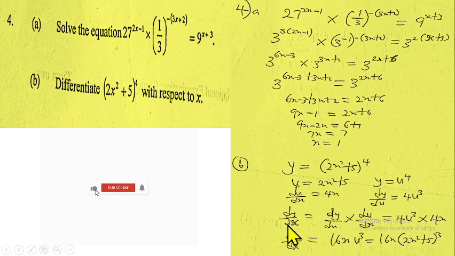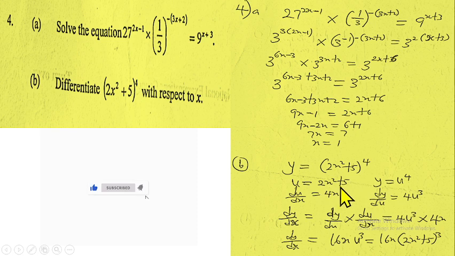Then using the chain rule, we say that dy/dx is equal to dy/du times du/dx. So we have our dy/du, which is 4u cubed, multiplied by du/dx, which is 4x, which is what we're having here. Then 4 times 4 gives us 16x times u raised to power 3.